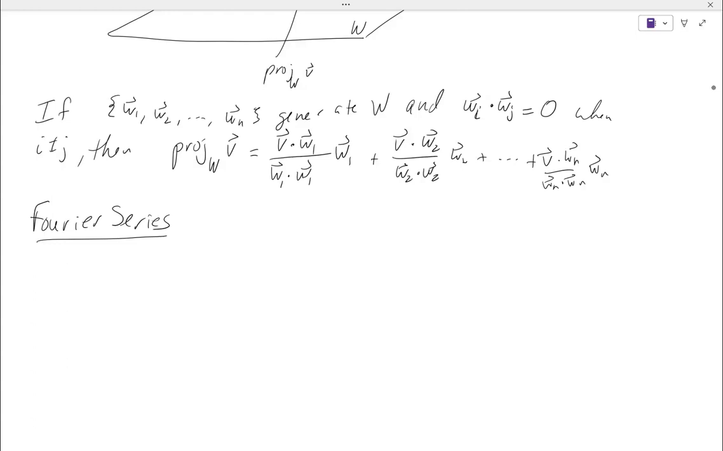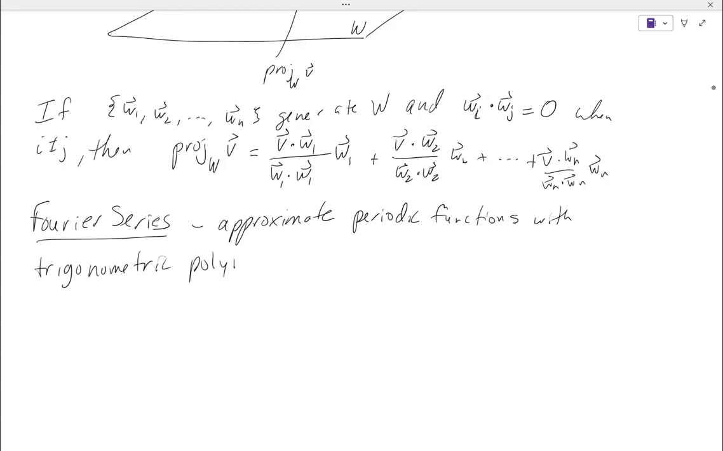Okay, so Fourier series. The idea here is that we want to approximate, because a series is an infinite thing, so we're going to stop it. So really, we're going to use these things to approximate. We're going to approximate periodic functions with what we refer to as trigonometric polynomials. That's the whole idea of Fourier series.